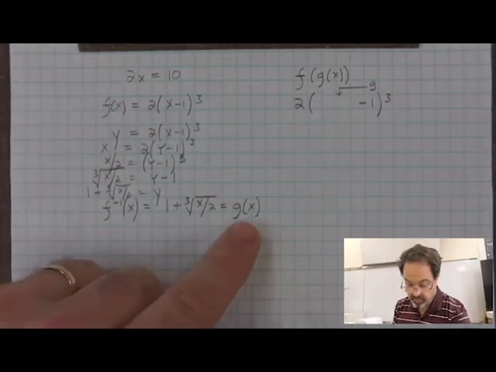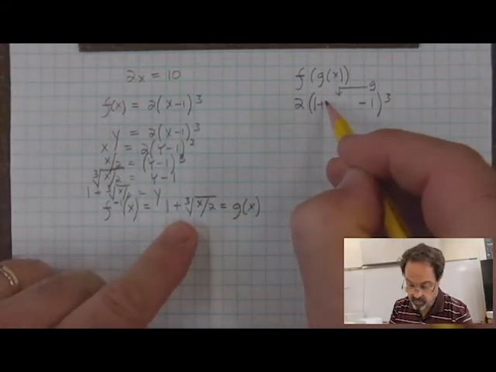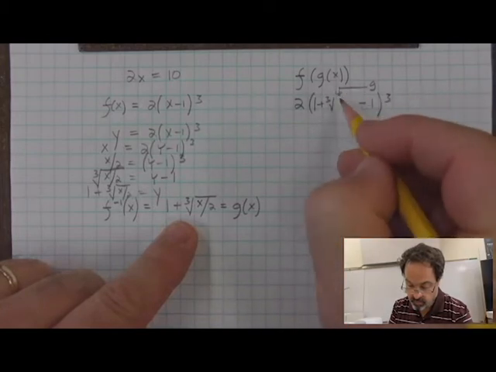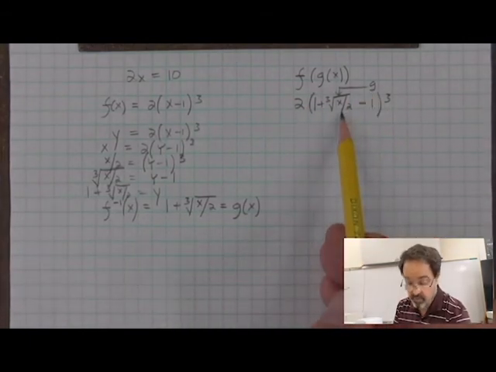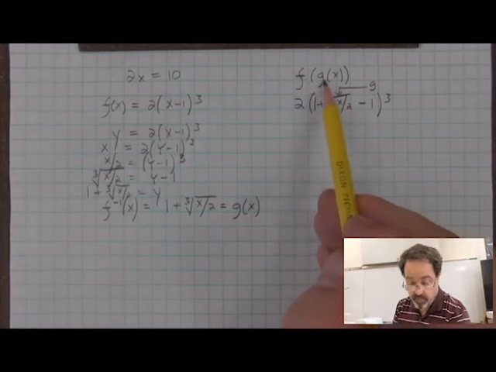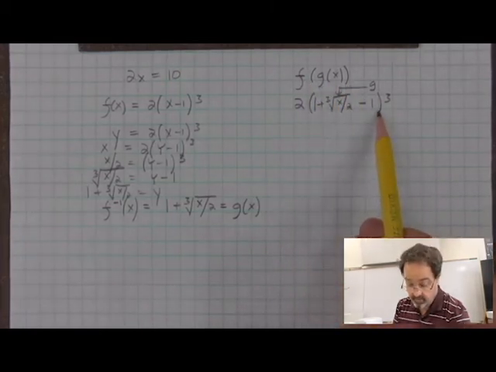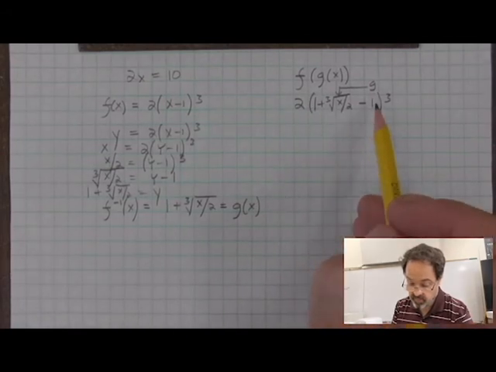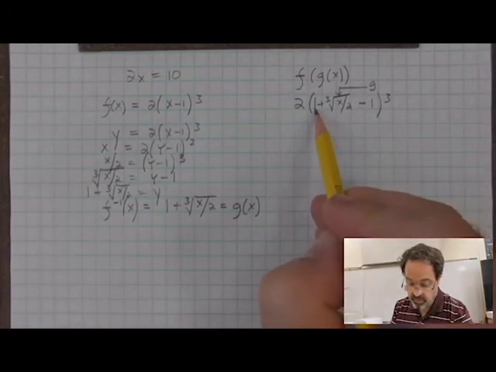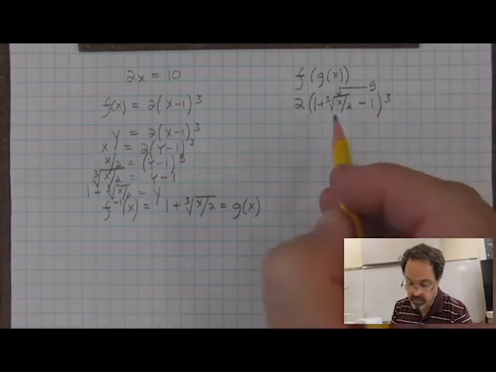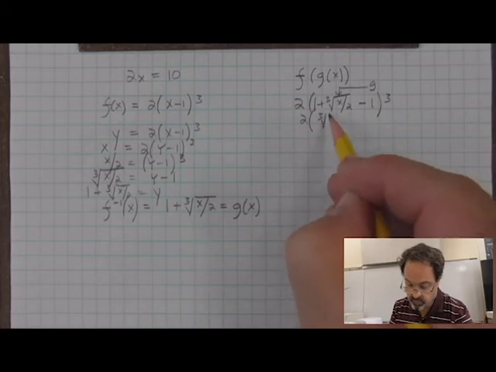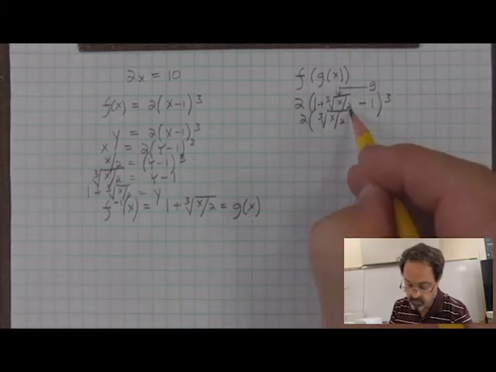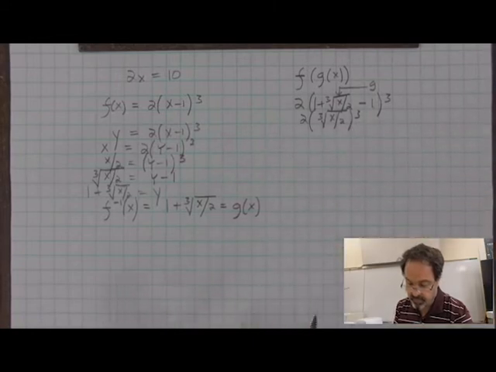The g function is the inverse of f. It is 1 plus the cube root of x divided by 2. This expression here is g put into f, or we could say f composed with g of x. I can simplify this. Inside the parentheses, I see that I have the like terms 1 and minus 1. If we combine them, they cancel out, leaving 2 times the cube root of x divided by 2 all to the third.